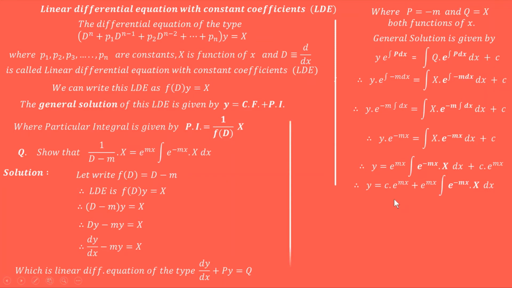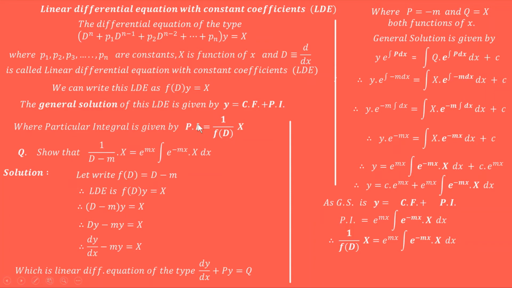As we know, the general solution of the differential equation is y = CF + PI. C e^(mx), here m is the factor of D - m, the factor of f(D), and so this represents the complementary function. As the first term is the complementary function, the second term should be the particular integral. And so we get PI = e^(mx) ∫ e^(-mx) X dx. But we know PI means it is 1/f(D) X.